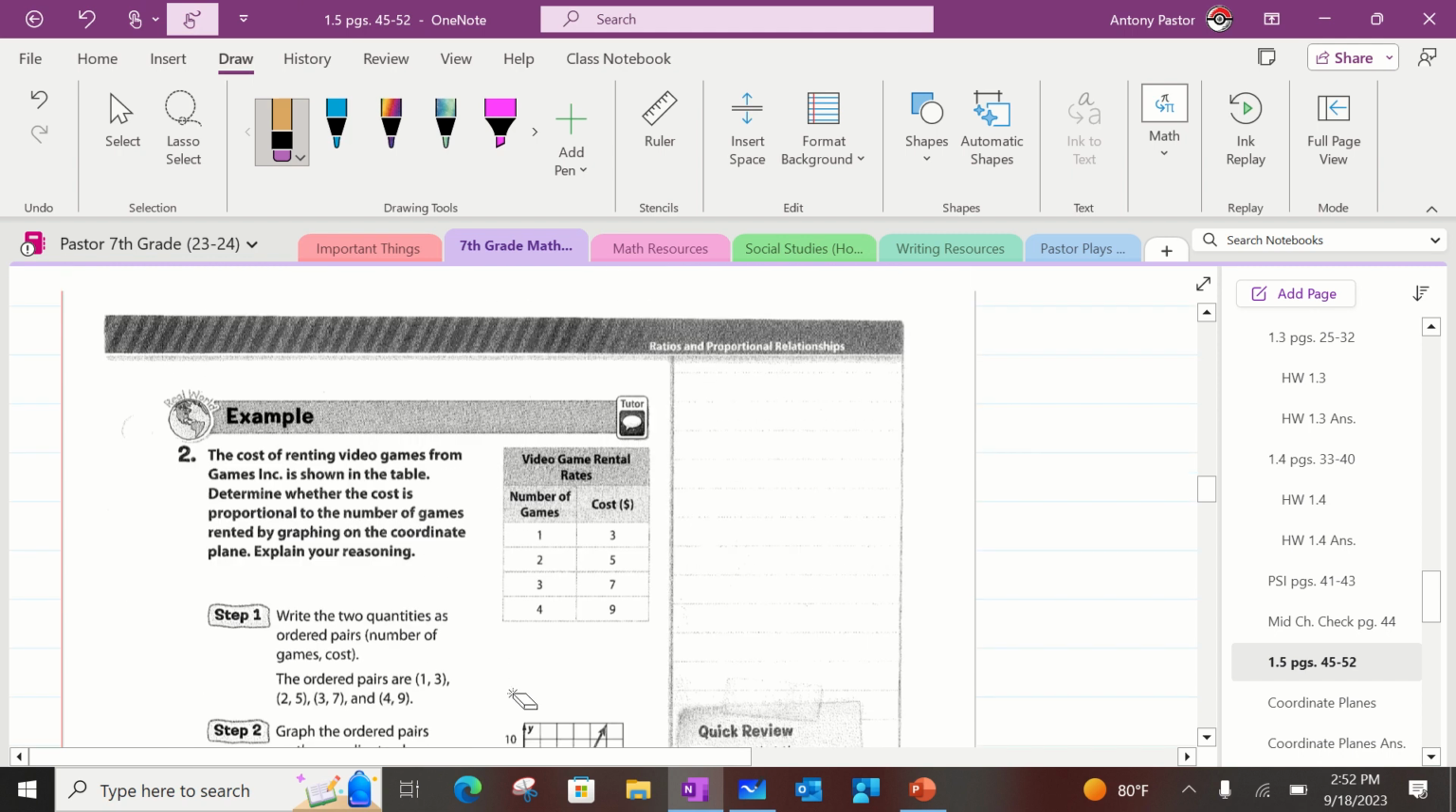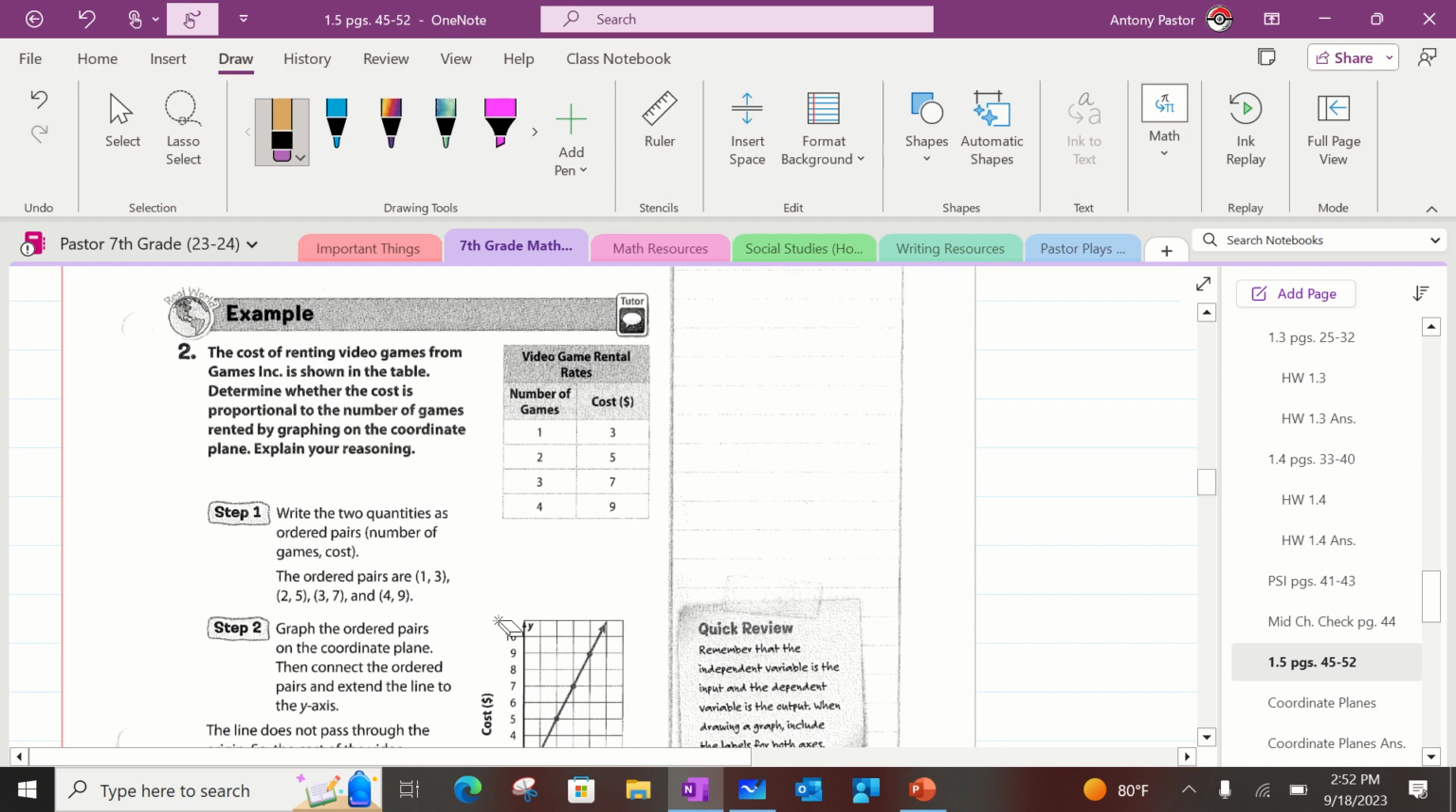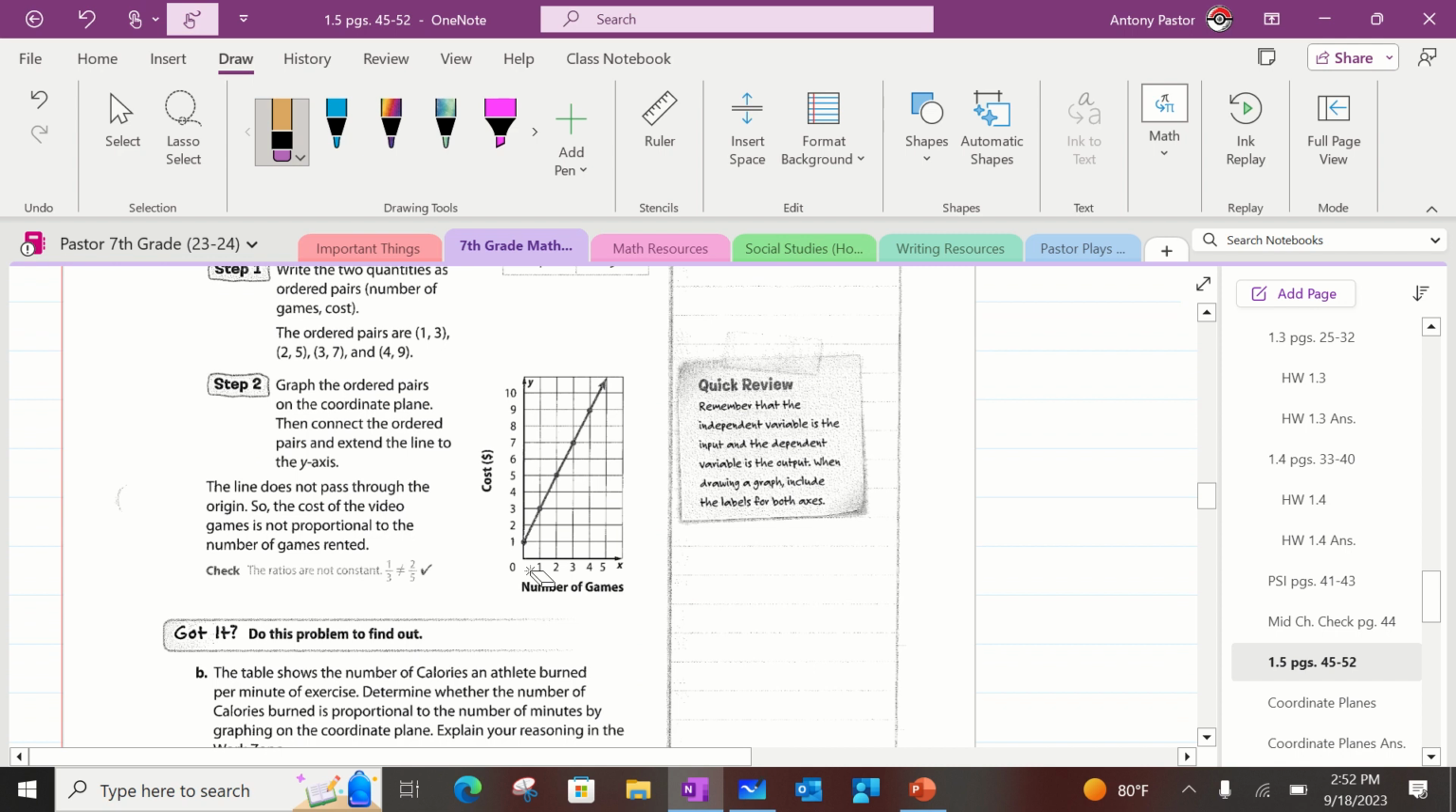Again, it won't, because if we look at our question again, the cost of renting a video game from GamesInc is in the table. Determine the cost. So one game costs $3, 1, 3. Renting no game shouldn't cost $1, but as you see, our line does not go through.